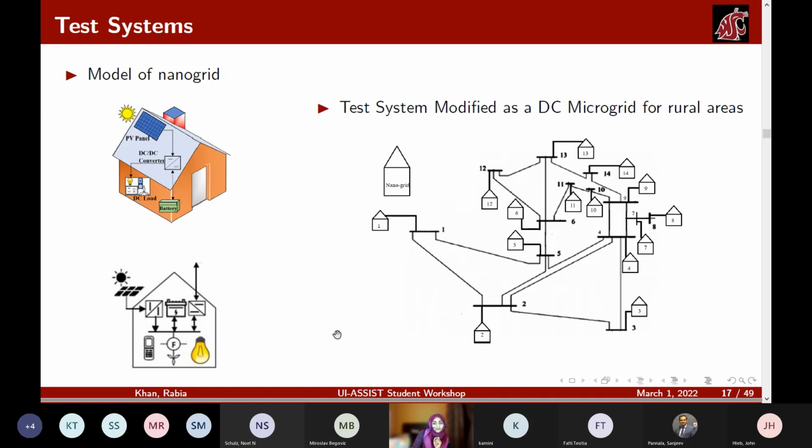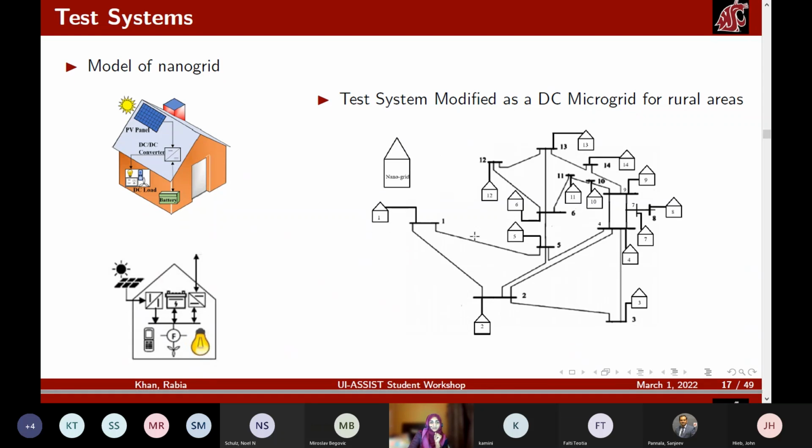So this is the model of the nanogrid system, where each house has its own panel, its own converter, battery, and load. We are just using the architecture of the 14 bus IEEE test system, but we are not using its constraints or parameters. We are just assuming a system that has our own designed nanogrids operating here.